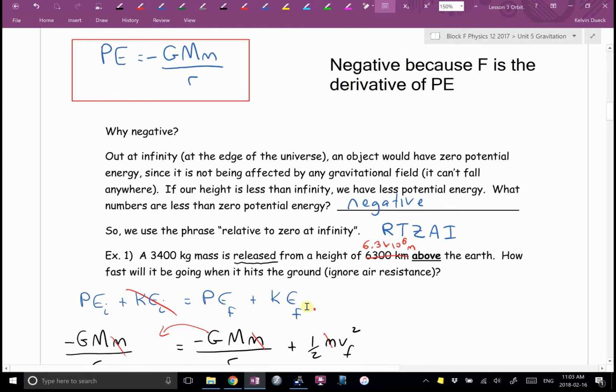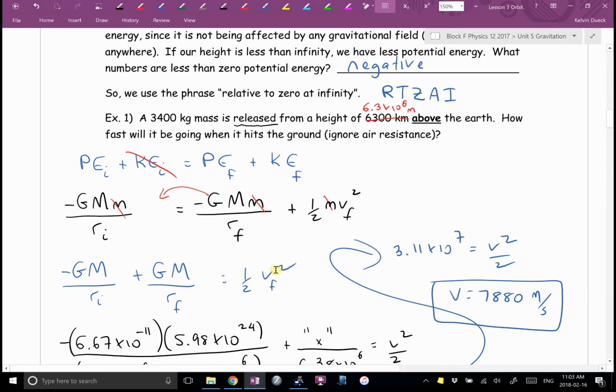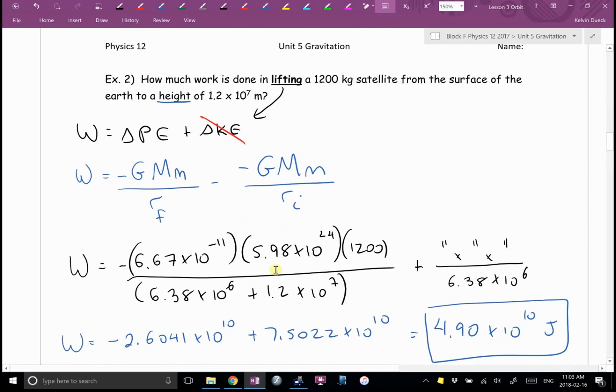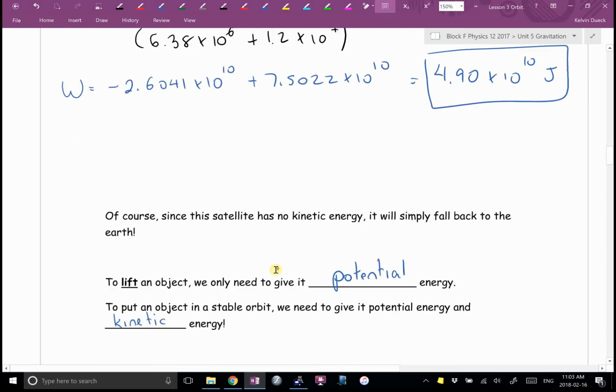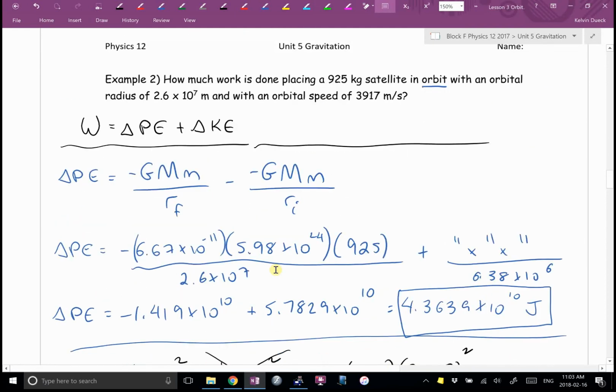Okay? But we started doing all the same stuff. We said, you know what? We can drop an object and figure out how fast it hits the ground. It's just we have to go cosmic. We can lift something up. It's just we have to go cosmic. We can put something in orbit, which means lifting it up and giving it kinetic energy.